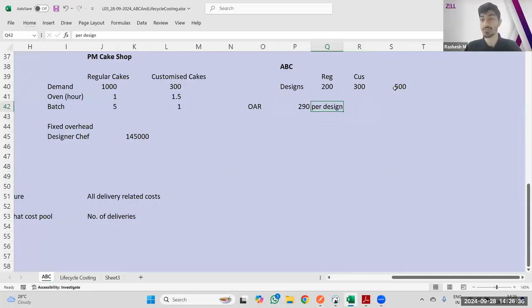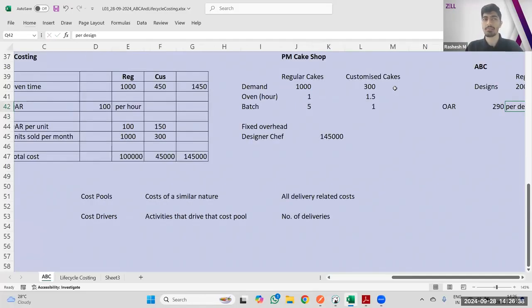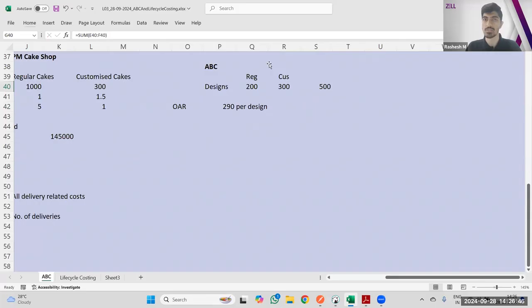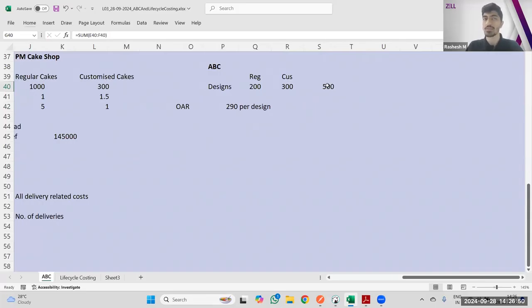That's the small difference with ABC. And same thing, again, mathematically, we did the same thing. Here we divided it by total hours, so it became overhead absorption rate per hour. So here, since we divide it by number of designs, the cost becomes per design. Make sense, guys? Take a moment, think over it.